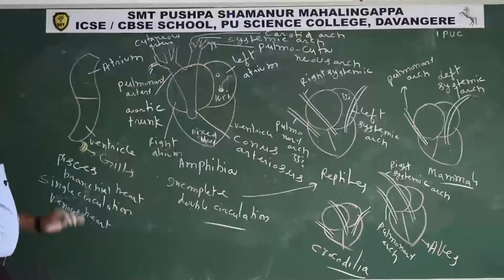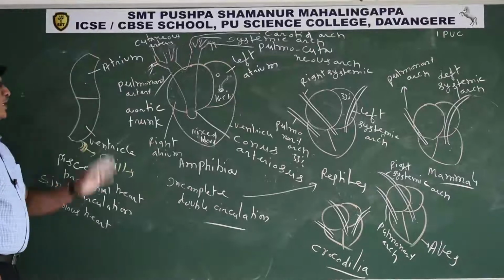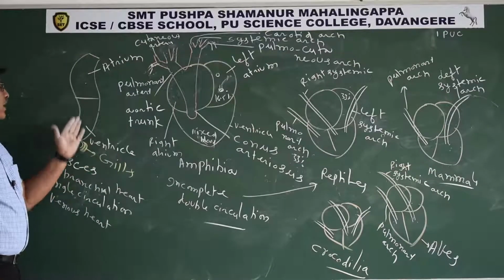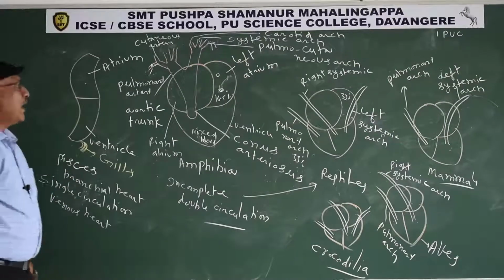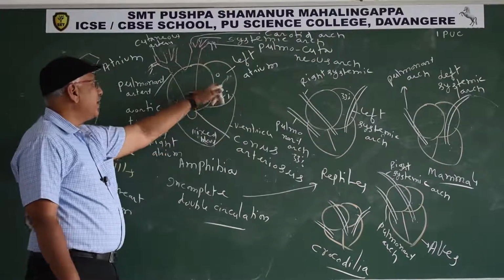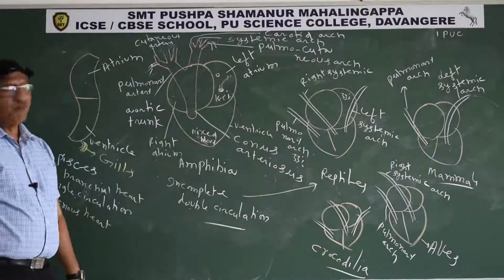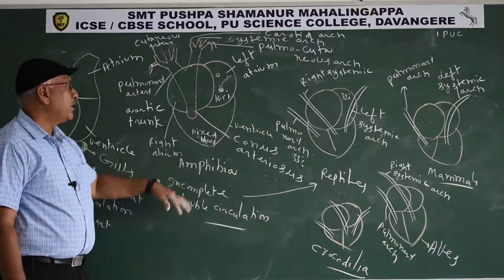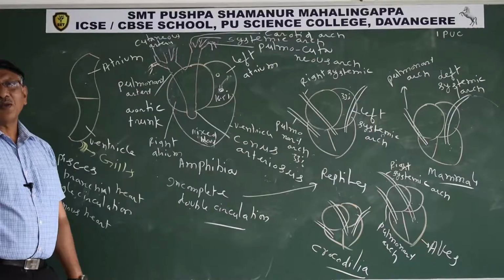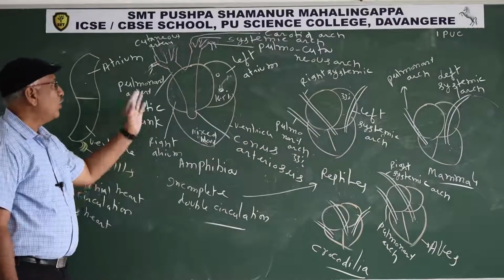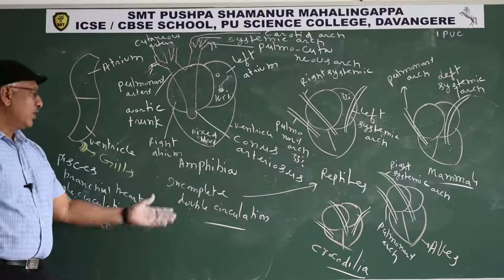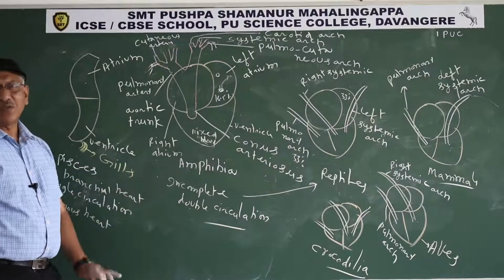So this is about the chambers of the heart. In Pisces, the heart is S-shaped and contains 2 chambers, atrium and ventricle. In amphibia, it is 3-chambered: right atrium, left atrium, and ventricle. The right atrium is bigger than the left atrium. Mixed blood is present in the ventricle. This mixed blood only is circulated to all parts of the body. In amphibia, only 16.5% of blood enters the heart a second time. That's why it is known as incomplete double circulation.